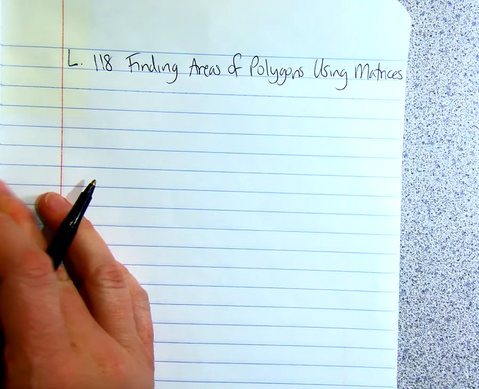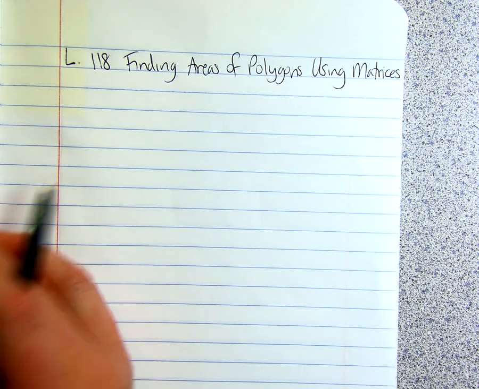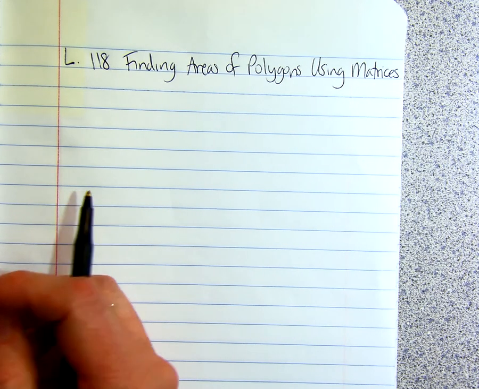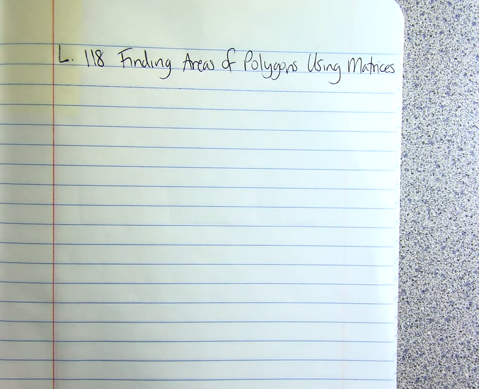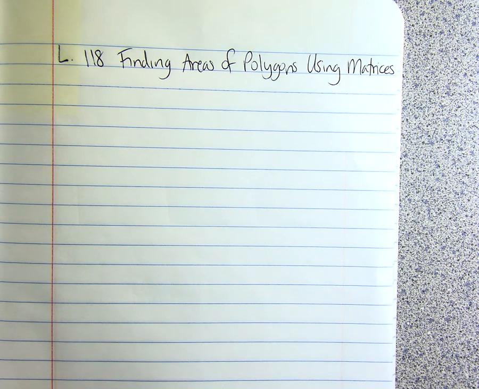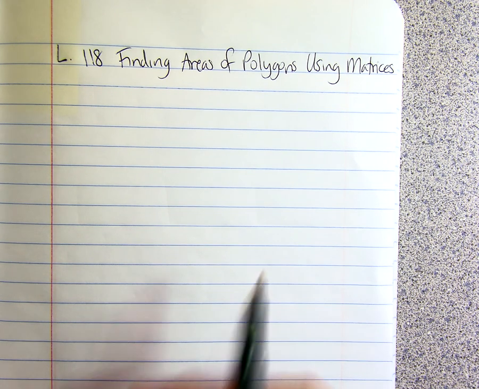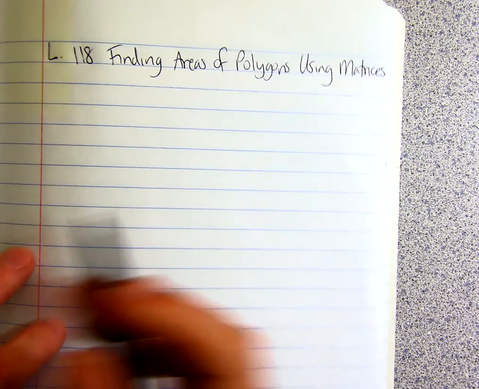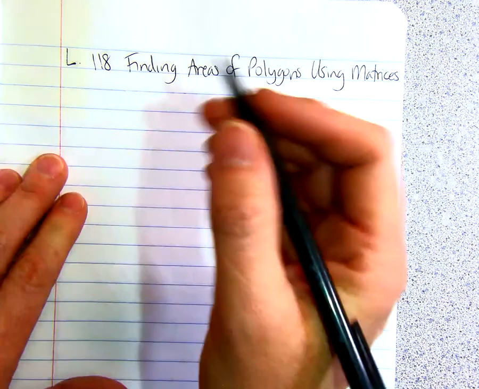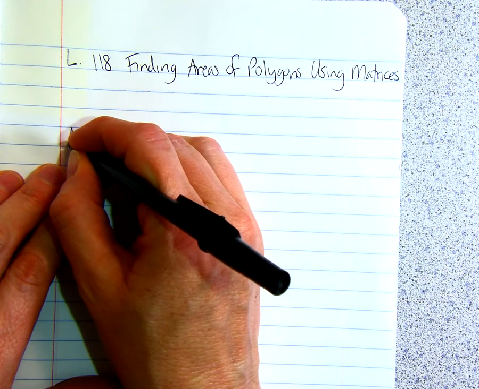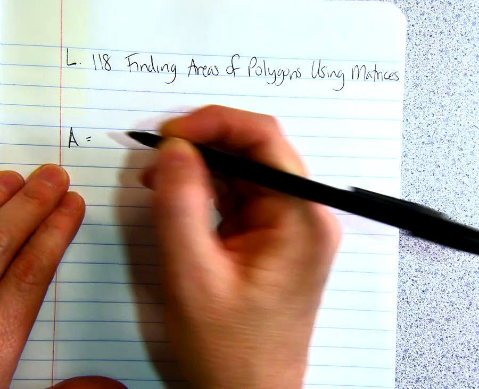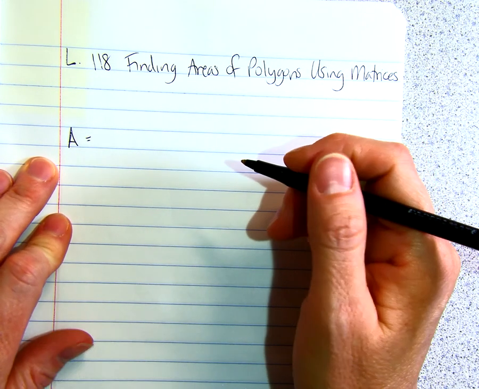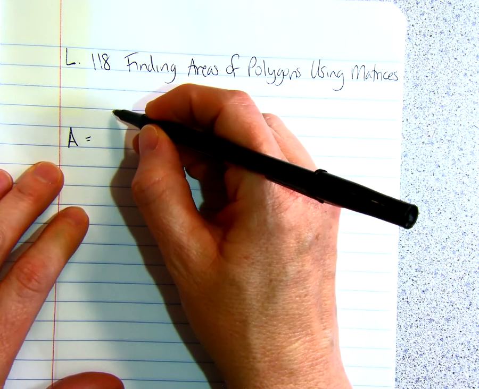If you remember, a polygon has to have straight edges. It's a closed figure. If you knew the points on a coordinate plane of the vertices of your polygon, you could find the area just using those vertices, as long as you're naming them in order. The way to find it is, area equals the determinant of the matrix.